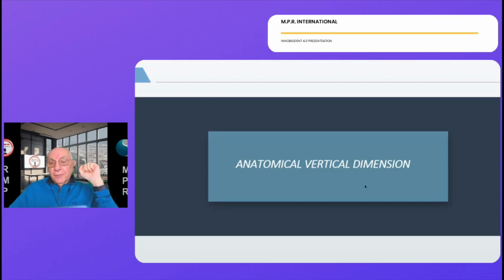Let us move to the next topic, the anatomical vertical dimension. It is essential to clearly understand the difference between the two types of vertical dimension we are working with. Functional is the neuromuscular postural vertical dimension, and anatomical is the vertical dimension where we'll build the occlusion.